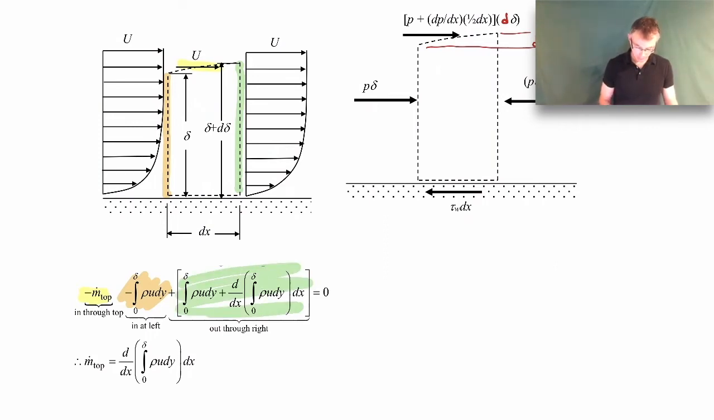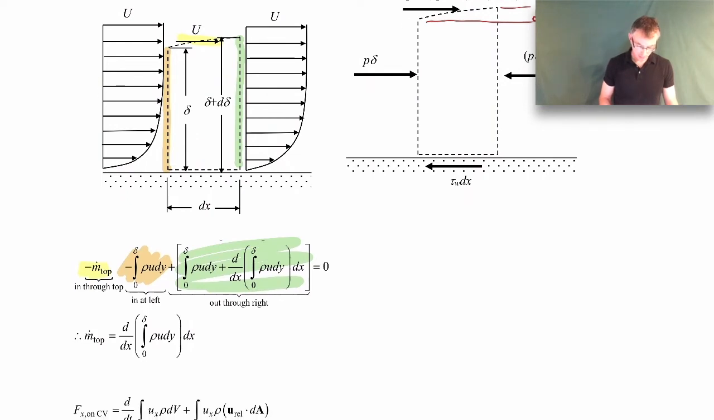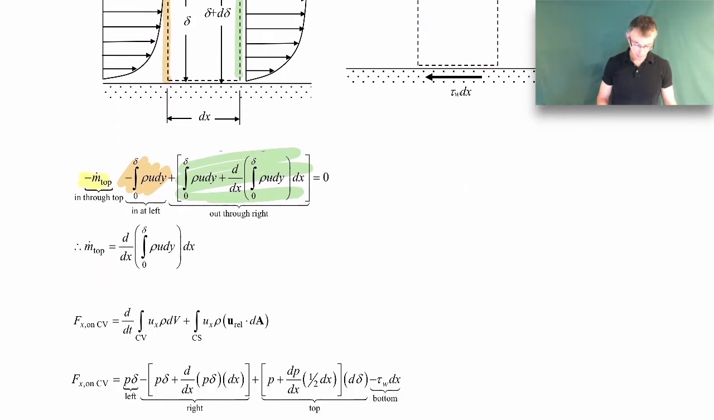And what's going out, it'll be the mass flow rate that's come in on the left over here, plus how that mass flow rate changes with respect to x times dx, because that's how far we move from that side to that side. So this is that Taylor series approximation. So then we can simplify that, and we'll get this expression for the mass flow rate in from the top. Now let's go ahead and do the linear momentum equation in the x direction.